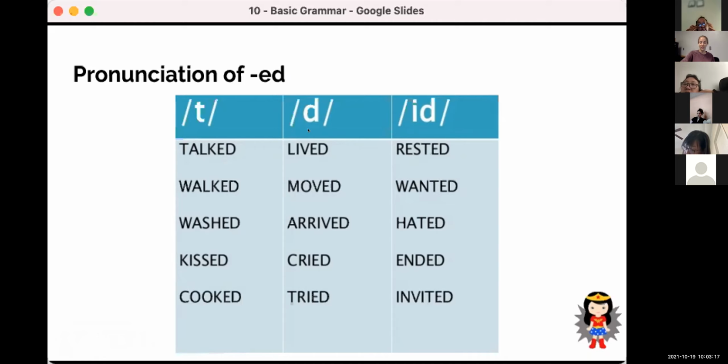Let's compare with the D sound, that voiced sound. We repeat and listen to these words, you'll feel a difference in your throat. Lived, moved, arrived, cried, tried. Do you feel it in your neck? The letter V and the sound Y, these are voiced sounds. We feel the vibration in our neck. And so they have the D ending, that D voiced sound.